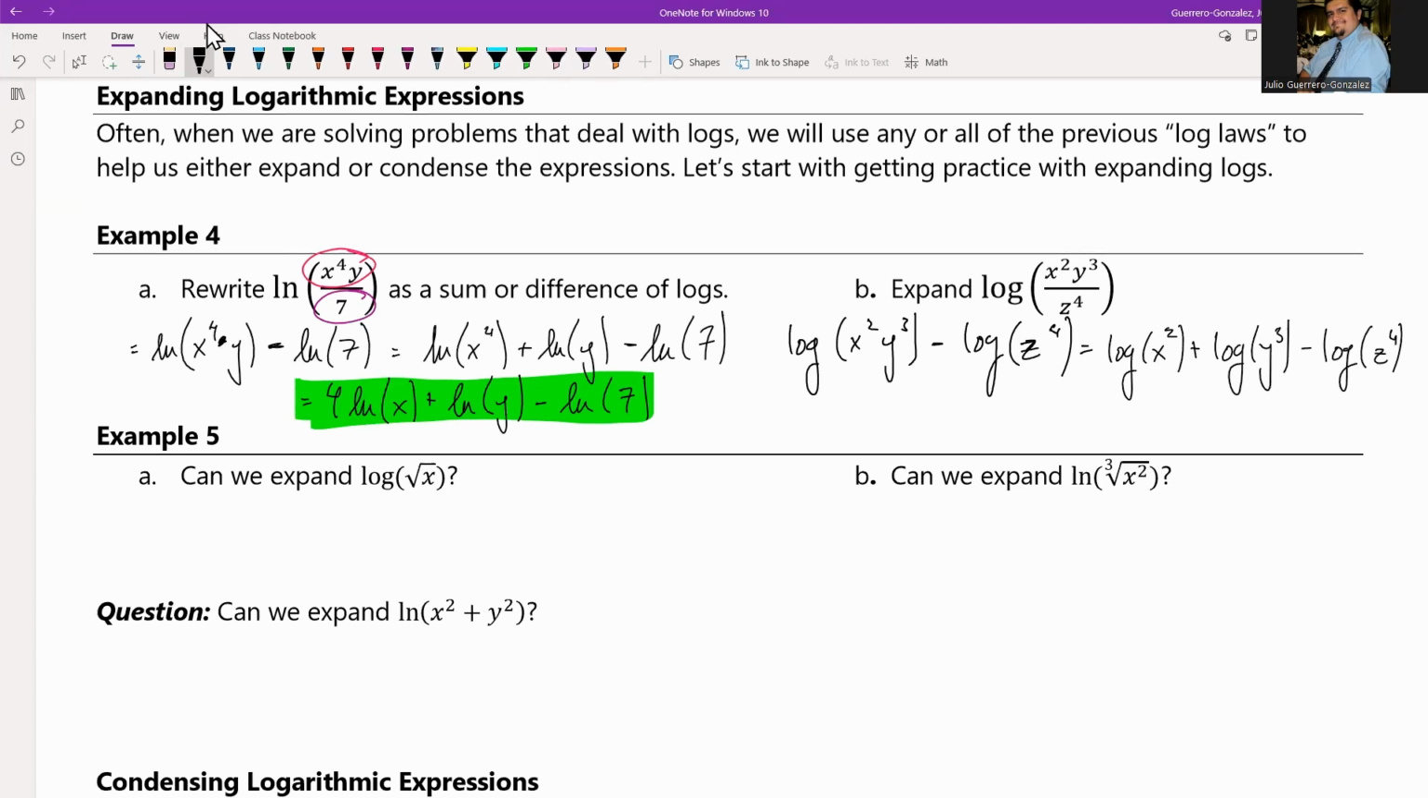Okay, now hopefully you guys see this. All of these have powers on them, right? So then the final answer, this is as far as I want to take it, is going to be 2 times log x plus 3 times log of y minus 4 log z. We are done. This is as far as I want to take it.